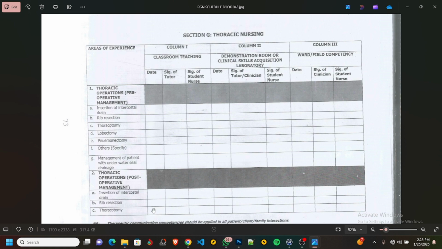And as I mentioned, if all of these here are taught in one day, you will write the date across, you will sign across as a student, then the tutor also signs across. But if there are a number of them that were taught, per those ones that were taught, those are the ones you write the date to cover. Then if you also had the experience for demonstration, you also write the dates for the demonstration, you sign as a student, then your clinician or your tutor signs.